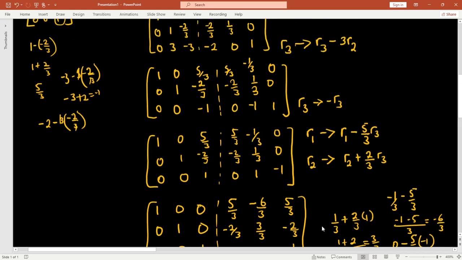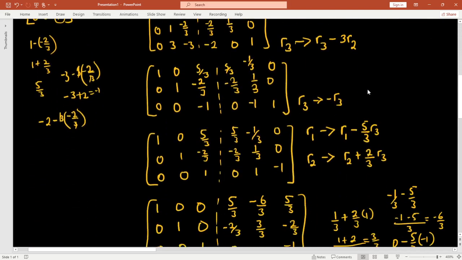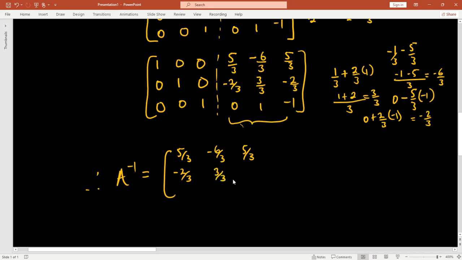Now if you look at what we wrote when we were starting here, we needed to convert this matrix here into an identity matrix, and then what we have on the right hand side becomes the inverse here, meaning that the inverse of A is simply equal to this 3 by 3 that we have this side here, which is 5 over 3, negative 6 over 3, 5 over 3, negative 2 over 3, 3 over 3 here, negative 2 over 3, 0, 1 and negative 1 here.